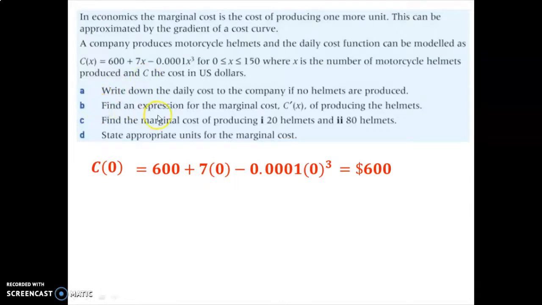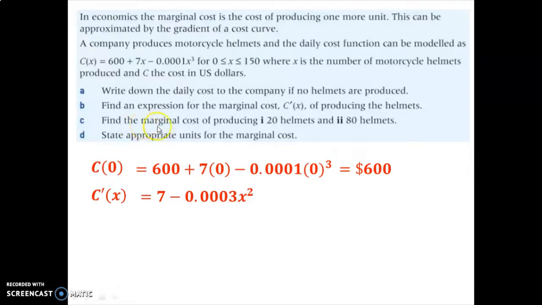Okay, B, find an expression for the marginal cost, c prime of x. Again, when we take the derivative of a cost function, we're getting the marginal cost function. So let's find the derivative. The derivative is 7 minus this. 7 because whenever we have x to the first power and we take the derivative, we're just left with the coefficient in front. And over here, we drop the 3 down, multiply by negative 0.001 to get negative 0.003, and reduce the exponent by 1. So there's our marginal cost function.